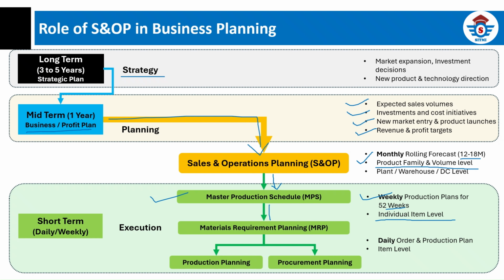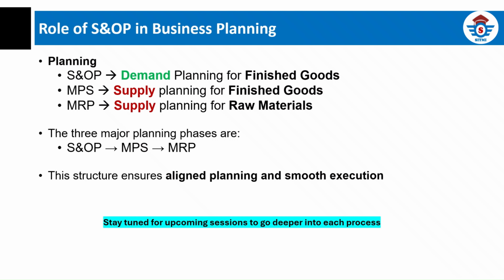Once the MPS is created, it feeds input for material requirements planning, or MRP, where actual execution begins through production and purchase orders. In summary, long-term planning focuses on strategy, mid-term planning is driven by S&OP, and short-term planning is executed through MPS and MRP at the plant level.